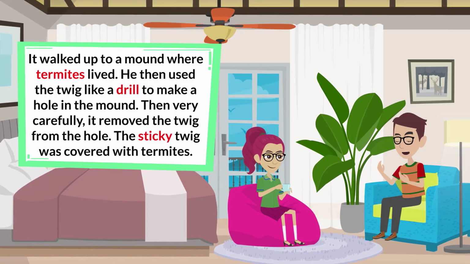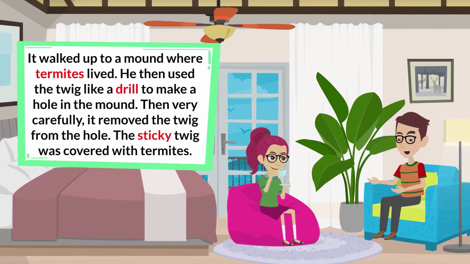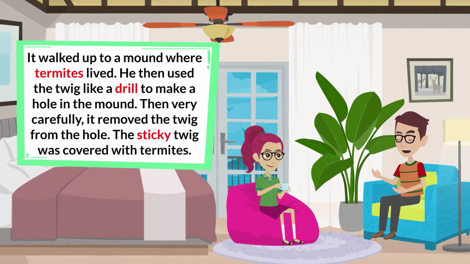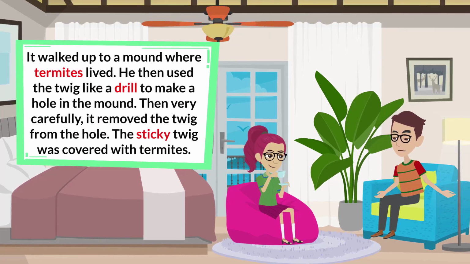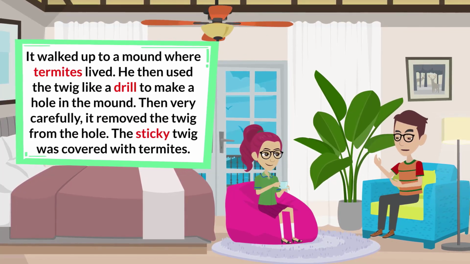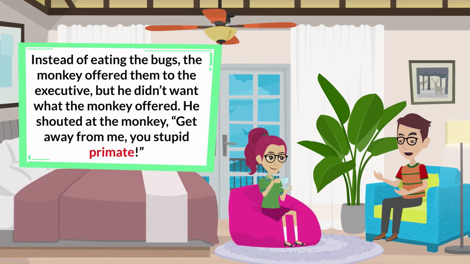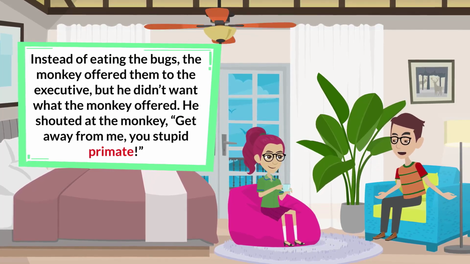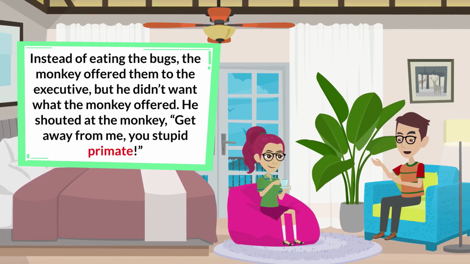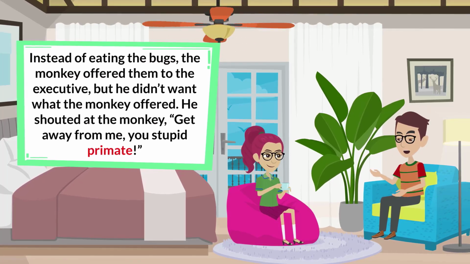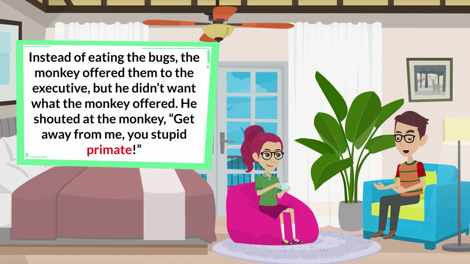He then used the twig like a drill to make a hole in the mound. Then, very carefully, it removed the twig from the hole. The sticky twig was covered with termites. Instead of eating the bugs, the monkey offered them to the executive, but he didn't want what the monkey offered. He shouted at the monkey, "Get away from me, you stupid primate!"